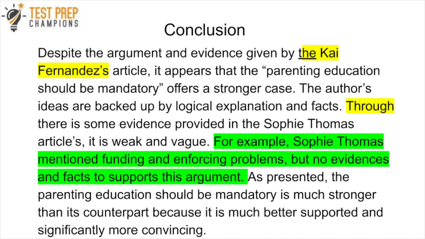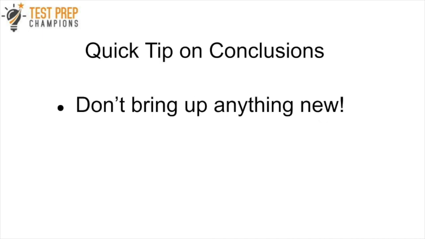So instead of bringing up your refutation here, and instead of bringing up this new example in your conclusion, I recommend looking back at either your first or your second body paragraph and looking for a way that you could add this refutation into one of those paragraphs, and then do another sentence or two that expands on this. As a general rule of thumb with conclusions, don't bring up anything new. This goes for new examples, things like that.